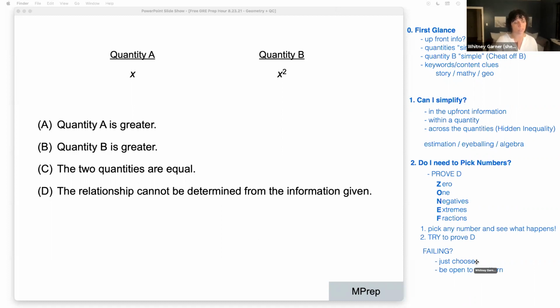So my rule of thumb is usually right around three cases. Okay, I'm going to test it out. That's about it.